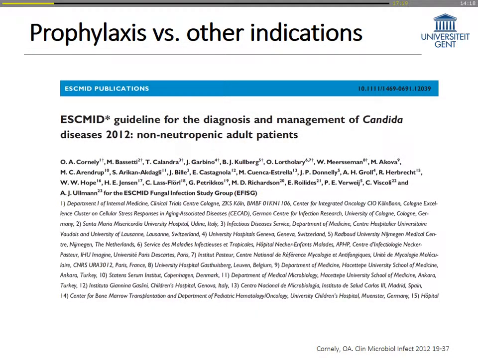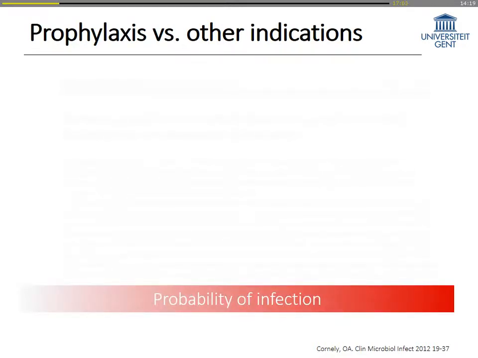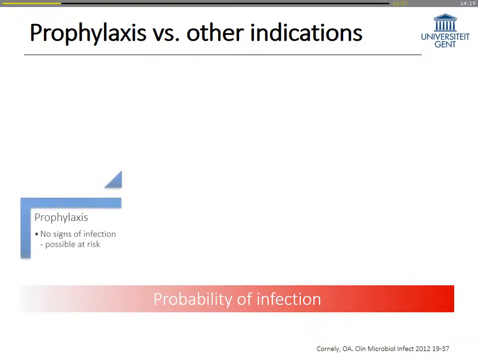Now, there is a lot of confusion and misconceptions around the different terms that are being used: prophylaxis and the other strategies. The ESCMID guidelines, although they date back to 2012 already, do offer some good guidance on using the correct words. Based on the probability of infection, there are different strategies. Prophylaxis is the easiest one. We use prophylactic antifungals, which means you use a drug in a patient who doesn't have any sign of infection, but for some reason is at increased risk.